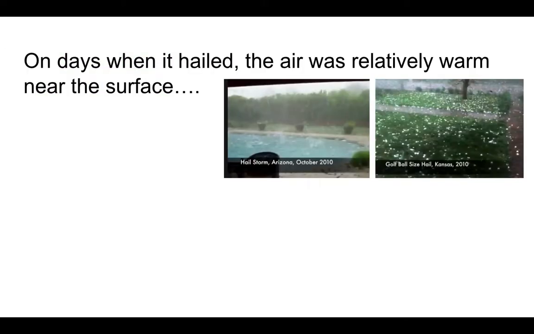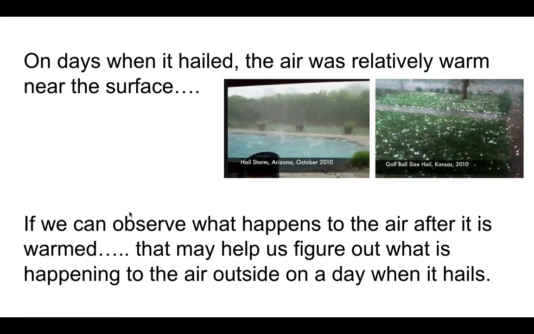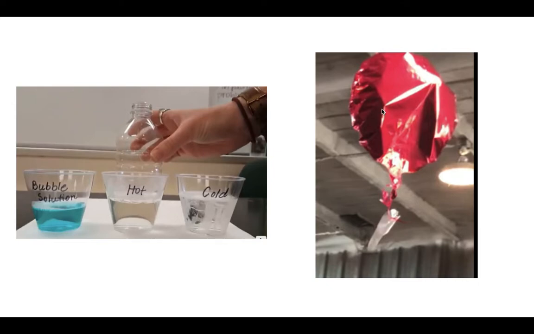Why does it hail? Well, on the days when it hailed, we saw that the air was relatively warm near the surface. We were in Arizona or Kansas. We saw grass. So, if we can observe what happens to the air after it's warmed, that may help us figure out what's happening to the air outside on a day when it hails. To look at what happens to air when it's warmed, we'll do 2 experiments this week. Today, we're going to do a soap bubble experiment.